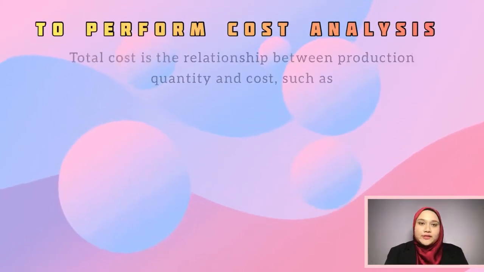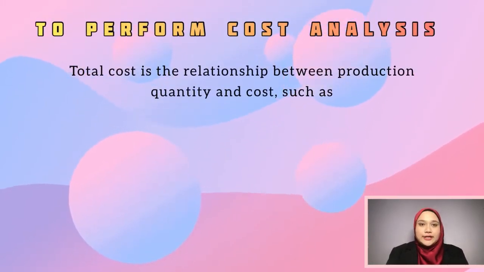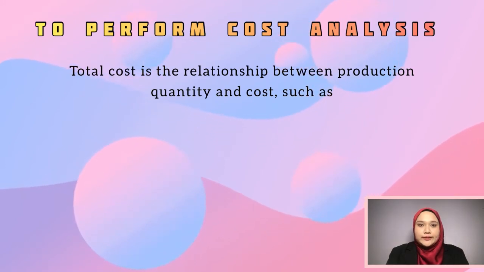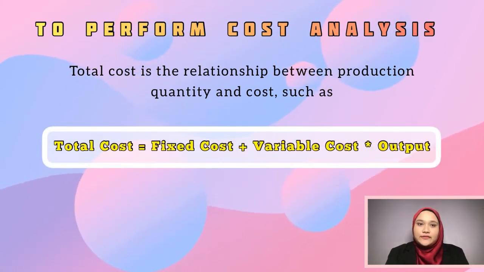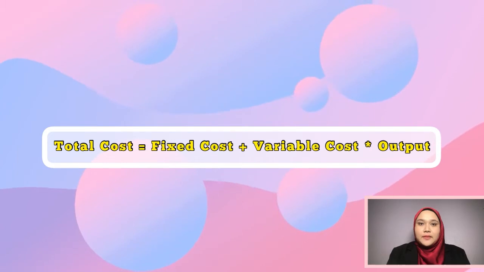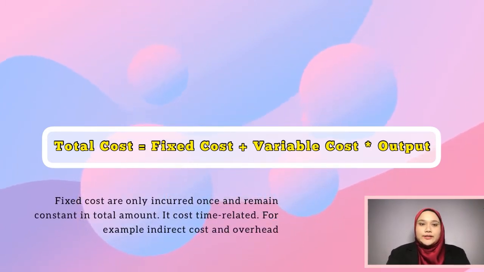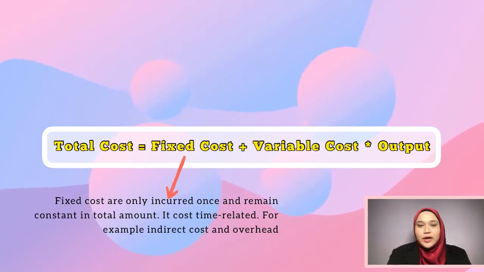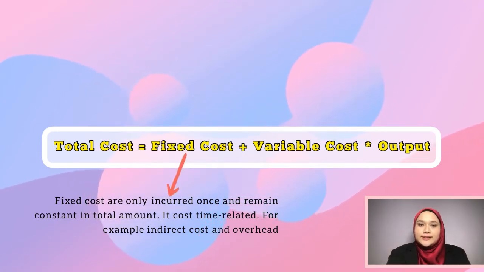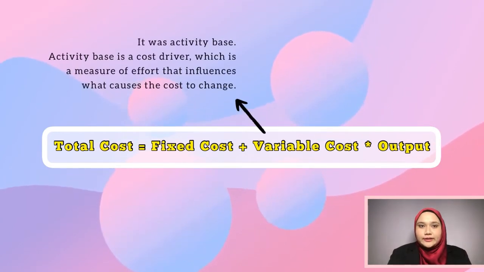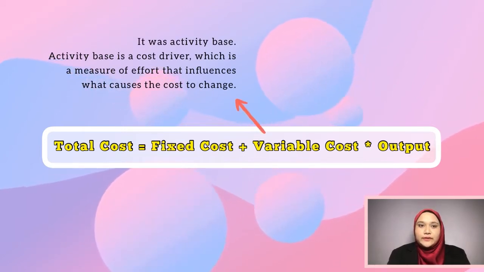To perform cost analysis, total cost is the relationship between production, quantity, and cost, such as fixed cost plus variable cost times outputs. Fixed costs are only incurred once and remain constant in total amount. They are time related, for example, indirect cost and overhead. Variable cost is activity-based.